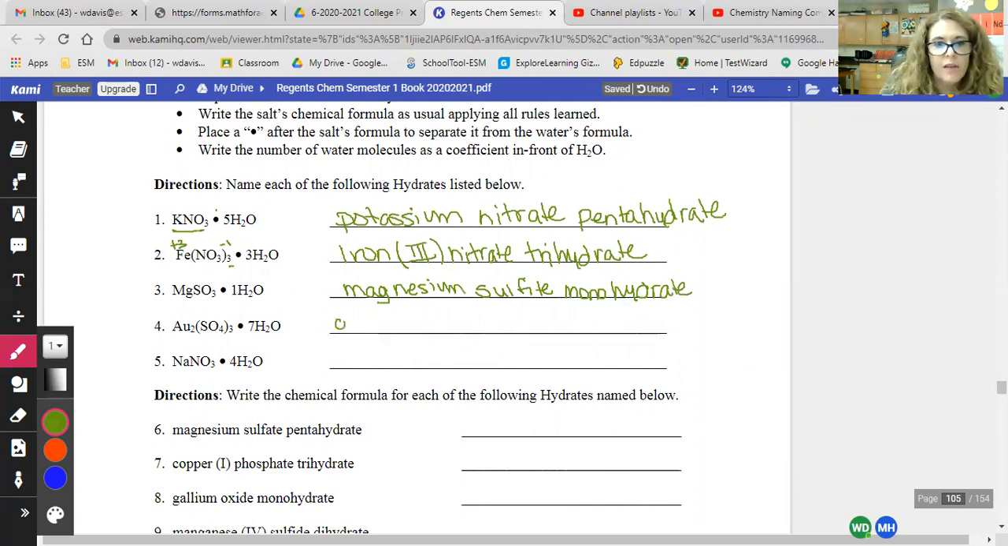And now here I have gold, and this is going to be gold, Roman numeral 3, sulfate. Right, and I knew that, I grabbed that 3, and then I used the math to make sure that I'm correct. So I have 3 times -2, -6. So that means the gold has to add up to be +6, and so each gold is a +3. So 7 is heptahydrate.